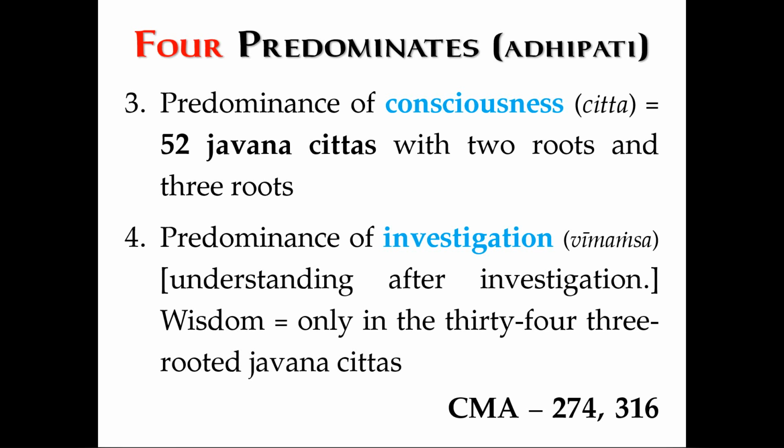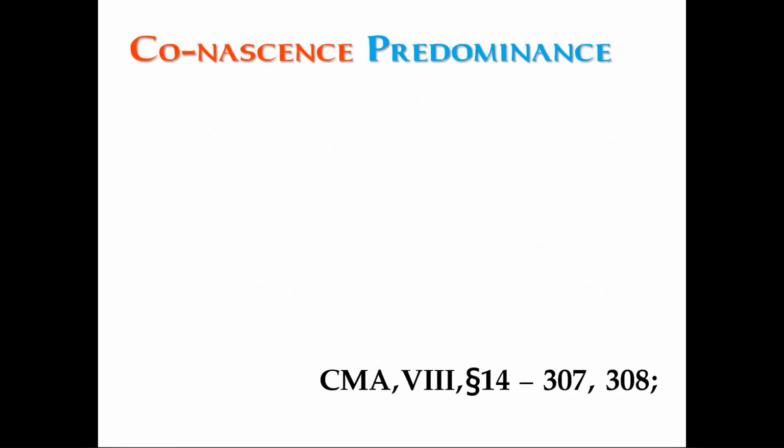So here we are talking about cognizance predominance, adipati predominance. For that reason, we need to know the four predominances: strong desire, strong energy, strong mind, and strong wisdom or investigation. We have to know that.